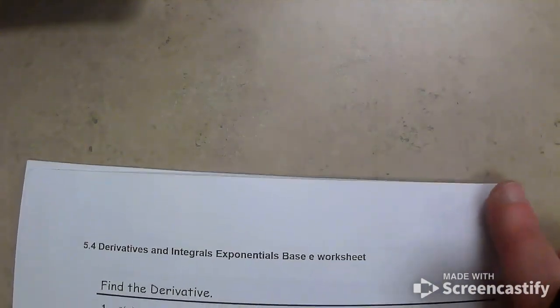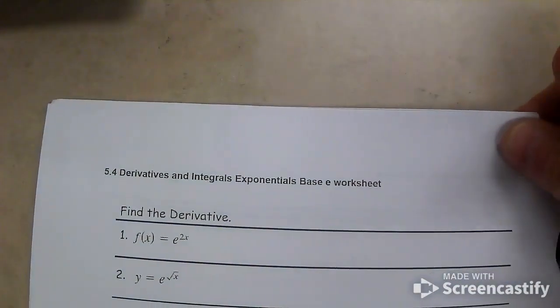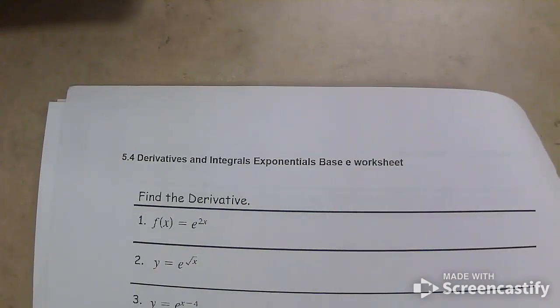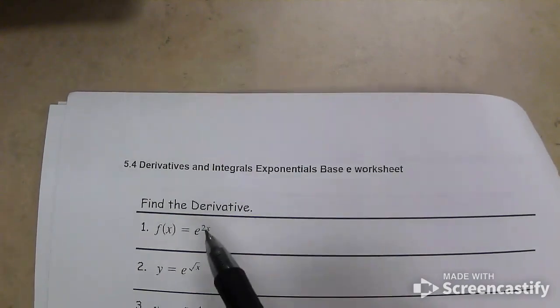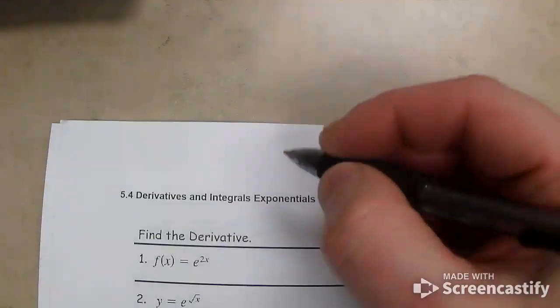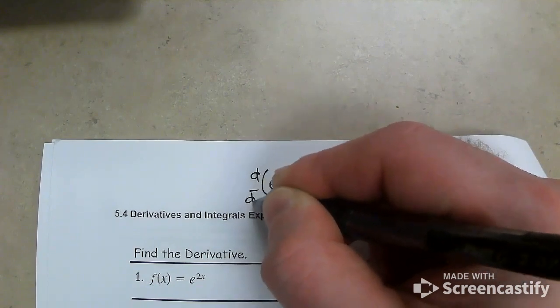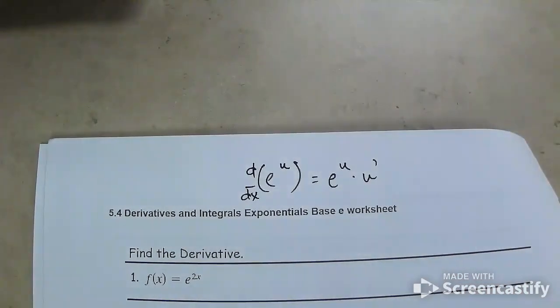All right, we're going to continue on to 5.4, dealing with derivatives and integrals of exponentials with base e. And what you have learned today is this is hopefully the easiest section of chapter 5, because when we're dealing with the derivative of e to the x or the integral of e to the x, it's actually itself. It's e to the x. The only difference is when we have e to the u here. So when we have e to the u, and we want to differentiate with respect to x, this is going to end up being e to the u times u prime.